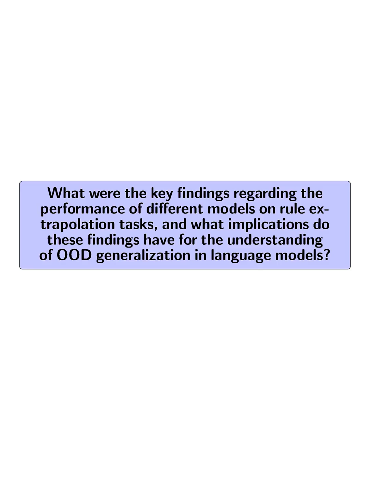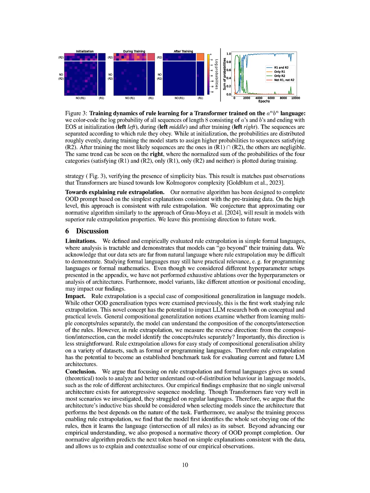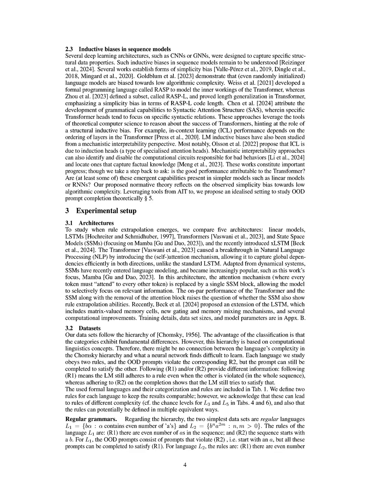What were the key findings regarding the performance of different models on rule extrapolation tasks, and what implications do these findings have for the understanding of OOD generalization in language models? The key findings indicate that no single architecture consistently outperforms others across all formal languages studied. Specifically, while transformers excelled in context-free and context-sensitive grammars, they struggled with regular languages, where LSTMs and Mamba performed better. The linear model demonstrated limited capabilities, often performing at or below chance level.